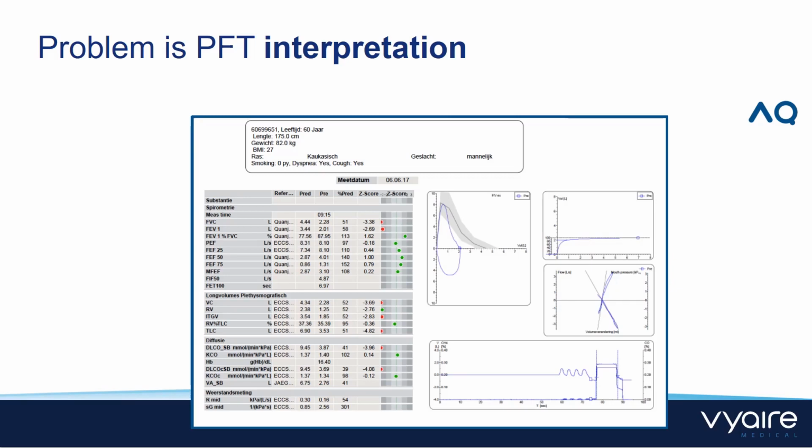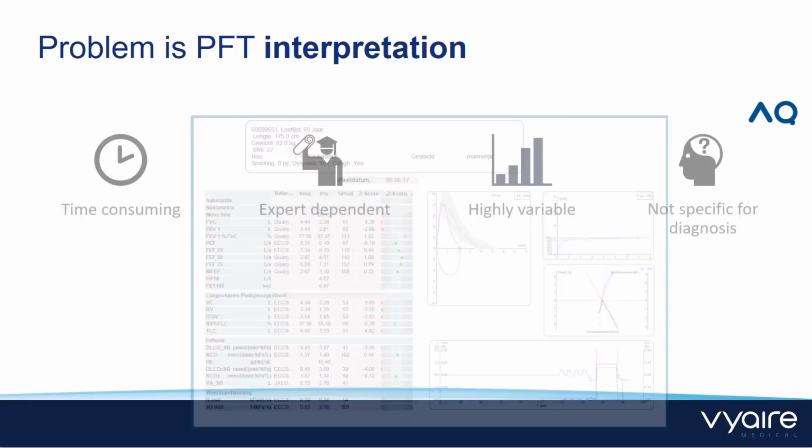To come to a complete and accurate interpretation, a pulmonologist needs to consider all of these numbers and the shape of the different curves generated. Therefore, it is clear to see that interpreting pulmonary function tests requires time and must be done by an expert. Although, even interpretations between experts can vary and are often not specific enough to reach a diagnosis.